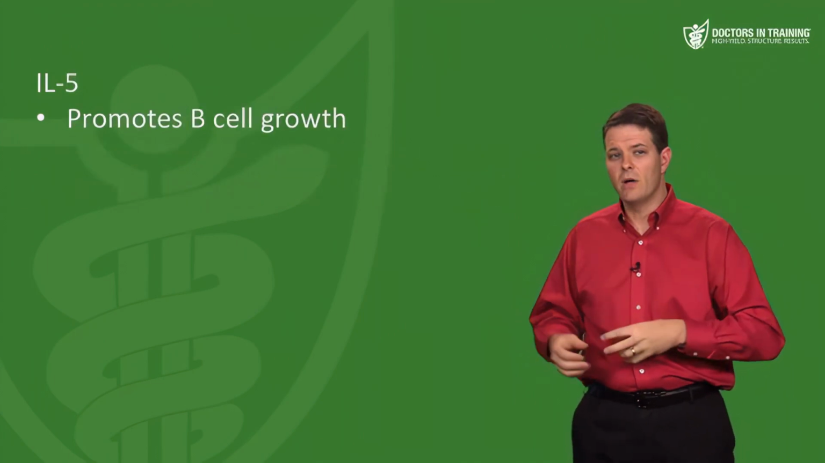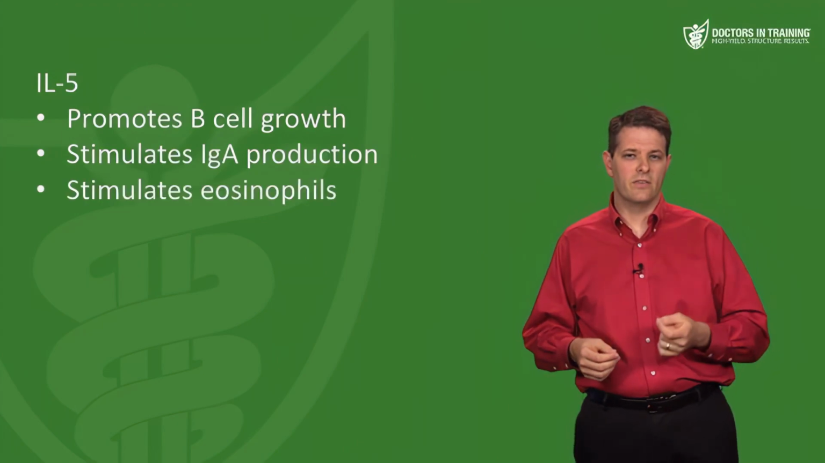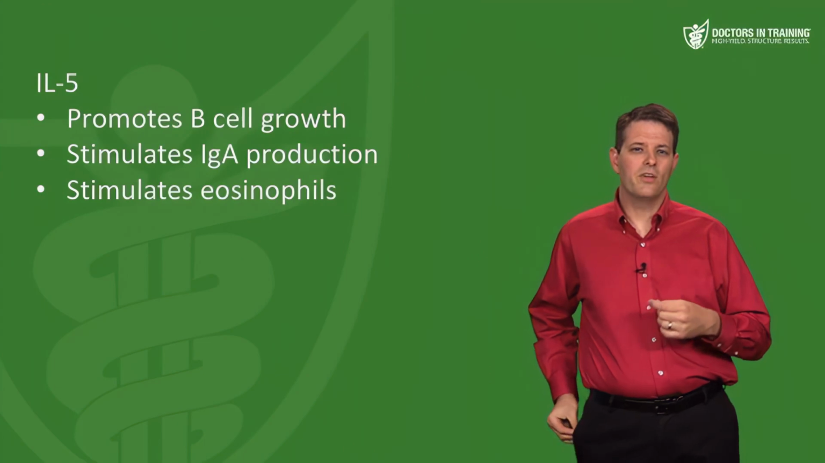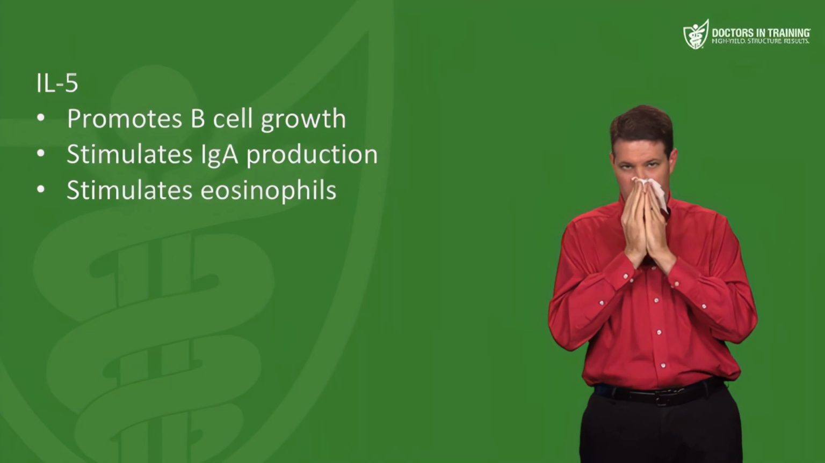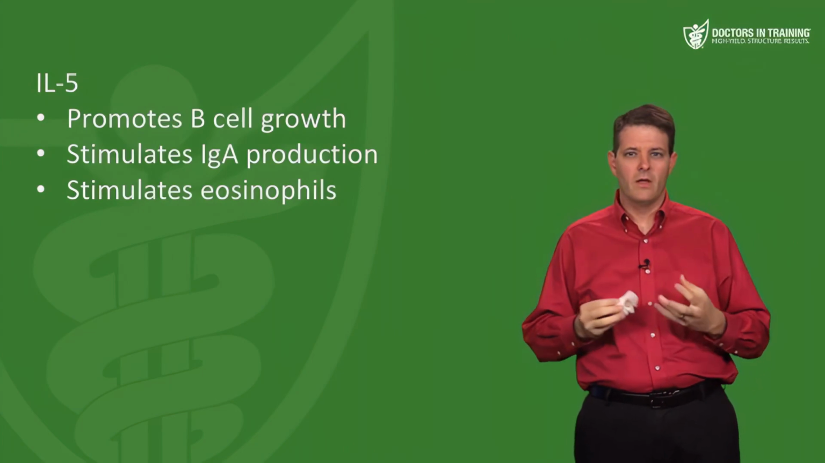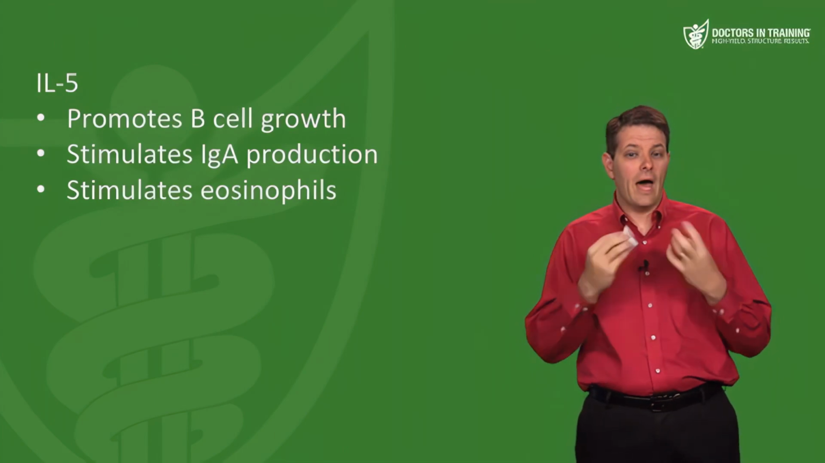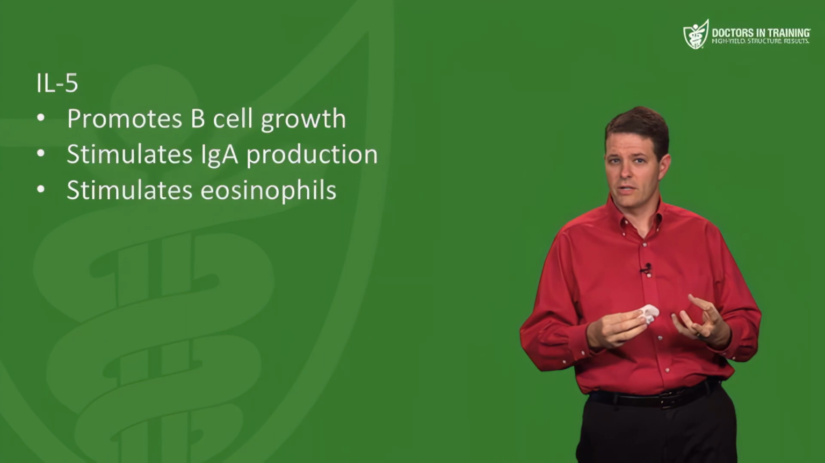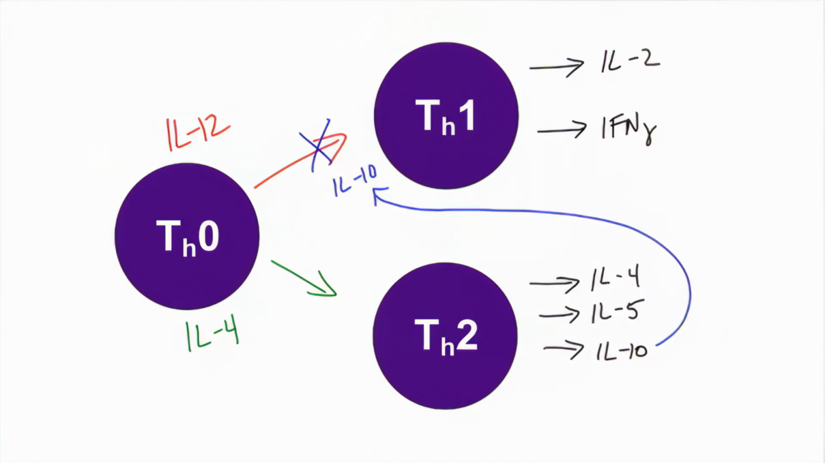And then IL-5 promotes B cell growth and stimulates production of IgA and stimulates eosinophils. So it might help you to associate IL-5 with snot. Think about mucus containing lots of secretory IgA. And then also think about mucus with allergies, and eosinophils are associated with allergies. So again, you can associate IL-5 with mucus. And then we talked about IL-10 as the inhibitory interleukin because it inhibits the production of T helper 1 cells, and it also inhibits macrophages.